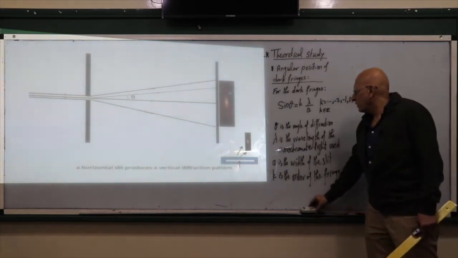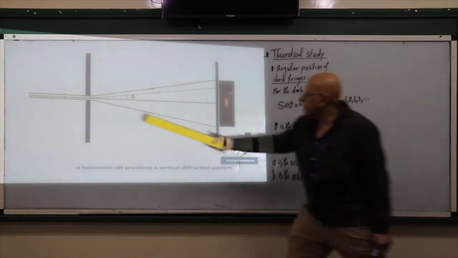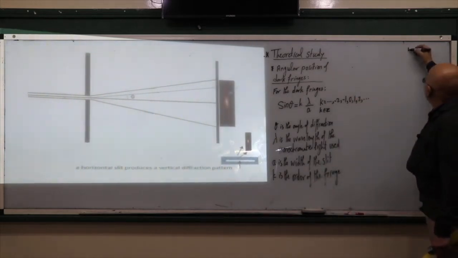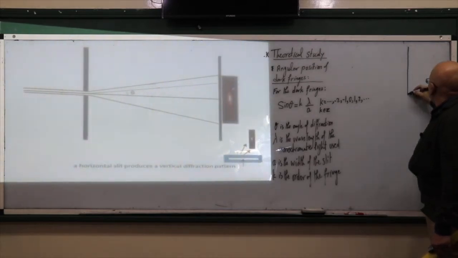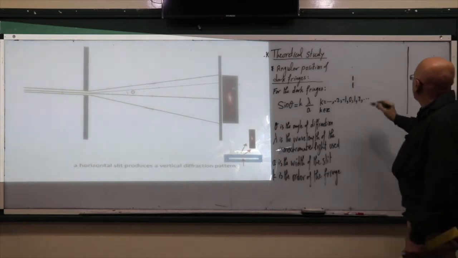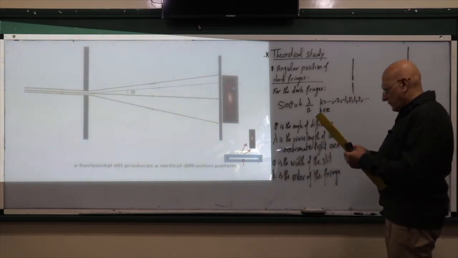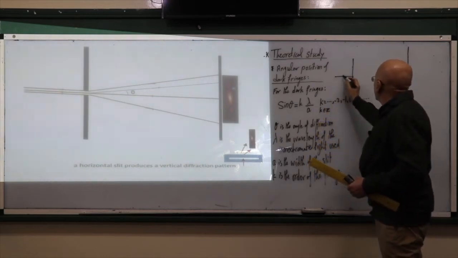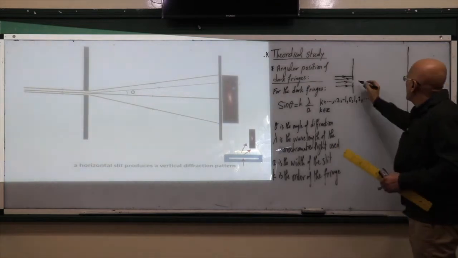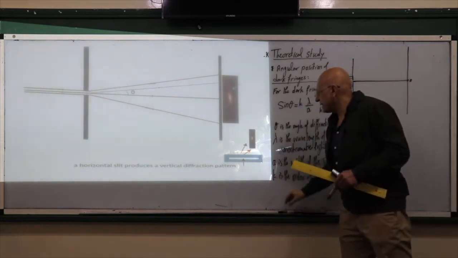I am going to draw the diffraction pattern that I am going to use here. As you see here, the slit is horizontal, and the diffraction pattern is vertical. I am going to draw them. This is the screen, and this is the slit. And this is the laser beam, okay? I'm going to continue this horizontal line. It reaches point O, which is the center of the central bright fringe.